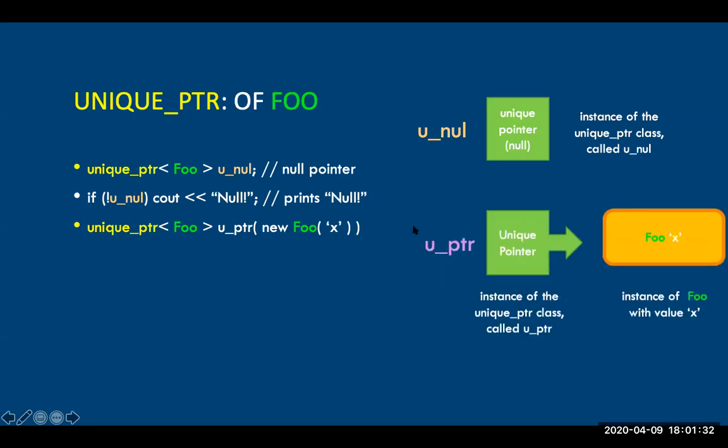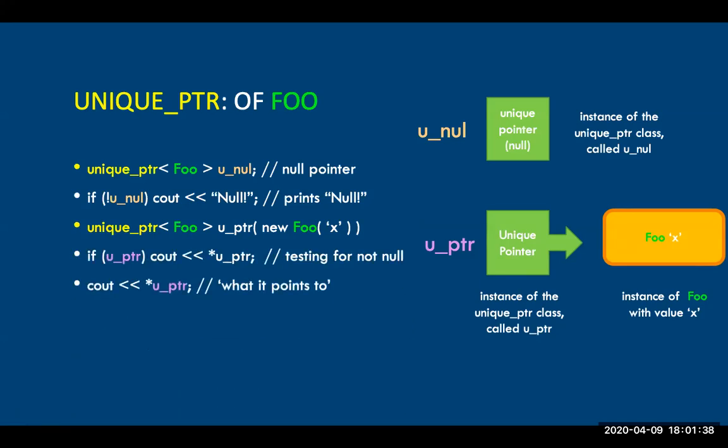So that's what that looks like there, right? And we can test that one as well. We can say, is uPointer null? If it's not, then I'll go ahead and print out what it points to, right? That's all totally fine. And then I can still reset that.